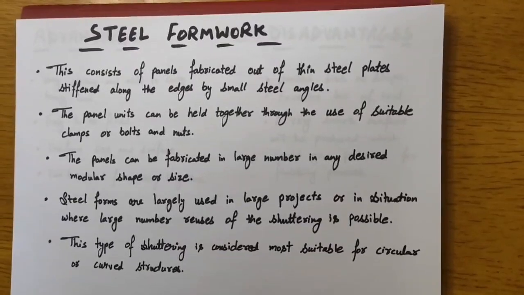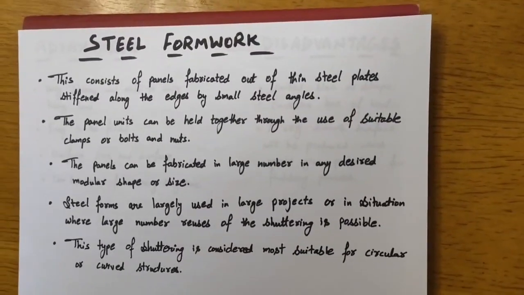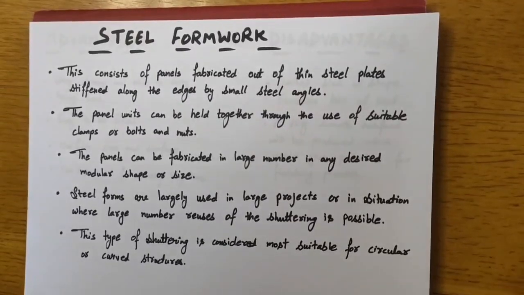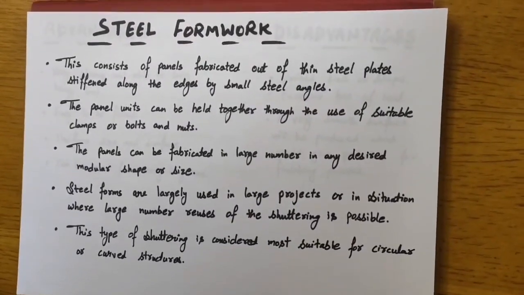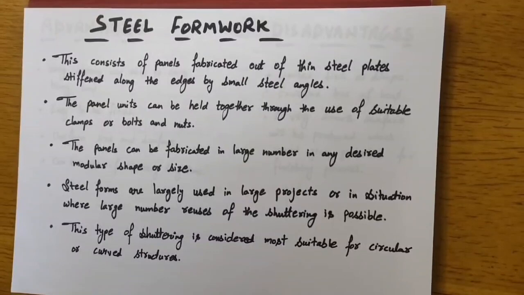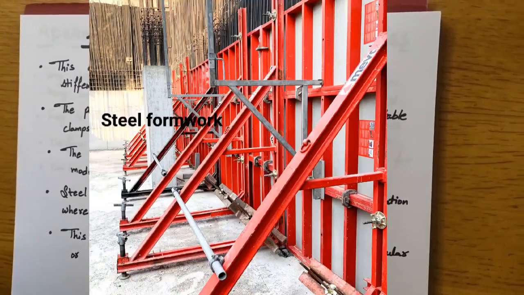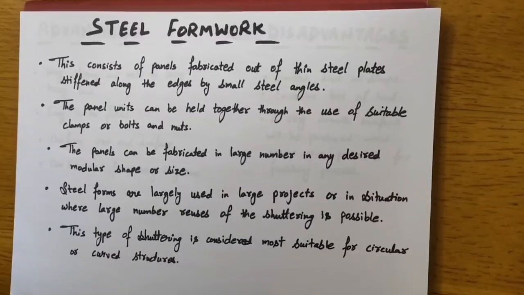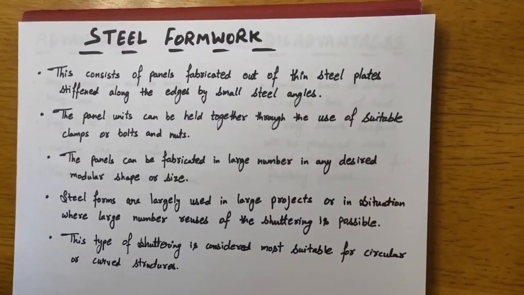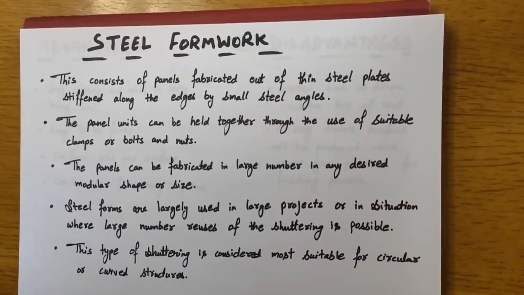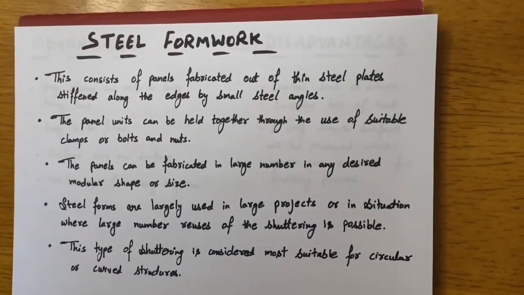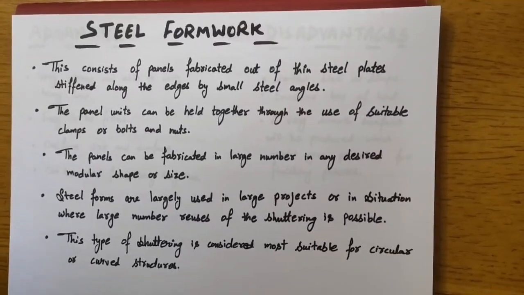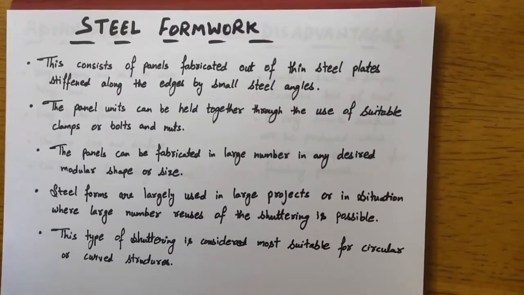Let's move to steel formwork. This consists of panels fabricated out of thin steel plates, stiffened along the edges by small steel angles. The panel units can be held together through the use of suitable clamps or bolts and nuts. So they have different panels of steel which we join together with the help of bolts, nuts and clamps.